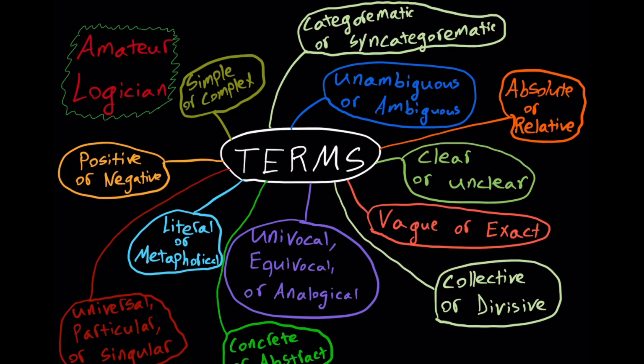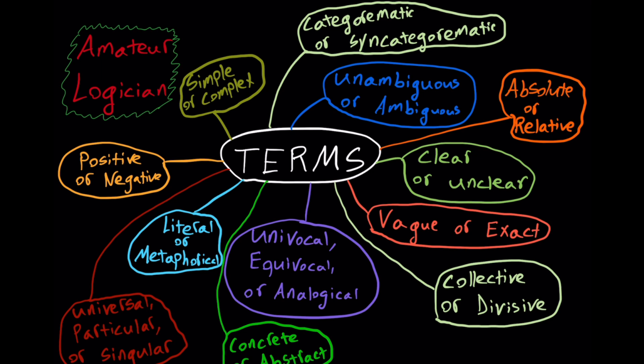If we want to think more logically, then we need to think more logically about terms. We have to consider the various types of terms, their distinctions, their subtleties, their nuances. I'm the Amateur Logician from amateurlogician.com, and together let's think about the logic of terms, and we're going to go through each and every one of these.